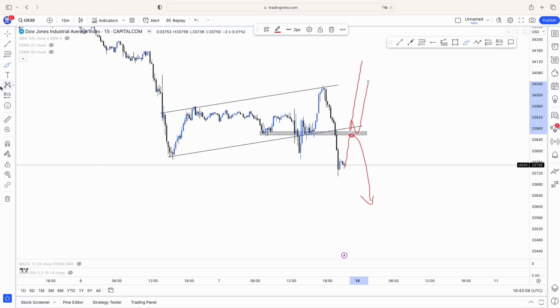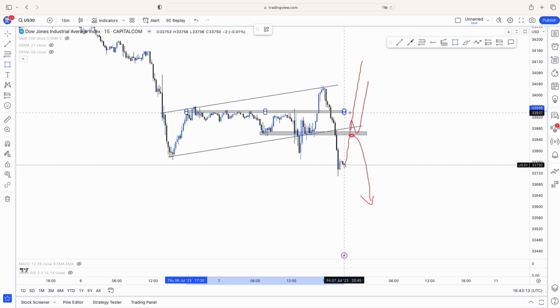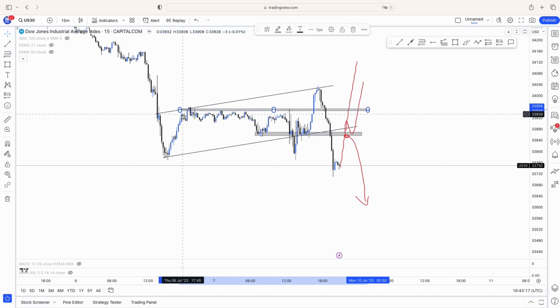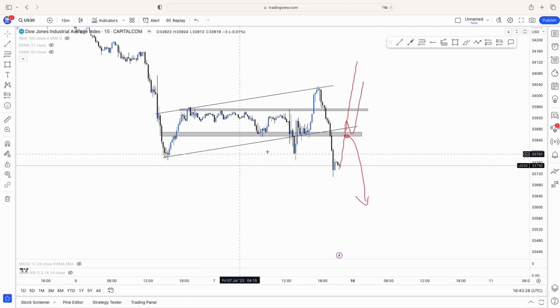US30 always respects levels, and you can see that this is another strong level that it has been respecting for 2 days. I think from Thursday it has been respecting this, then on Friday during NFP, after that it just broke, then came back down. So we are out of that zone. As you can see, we went out, failed to continue to the downside.